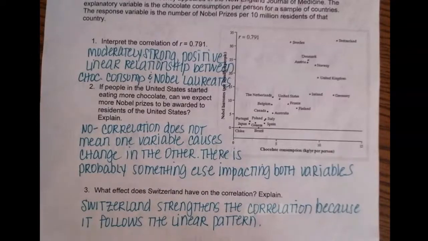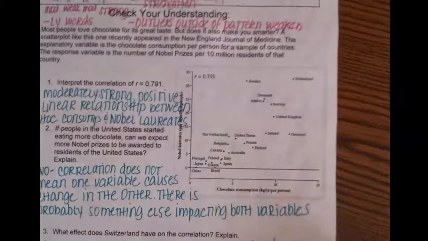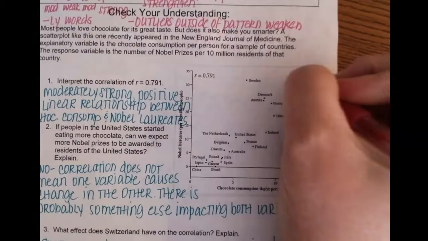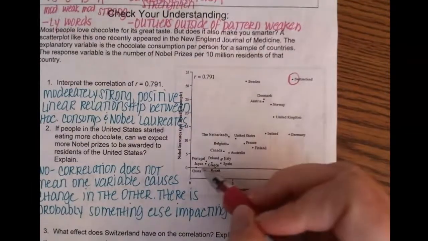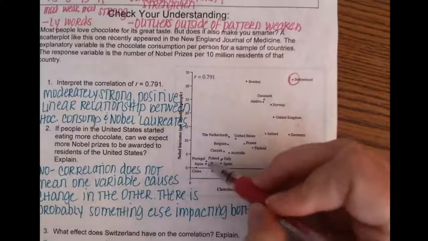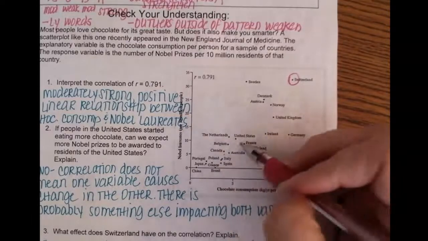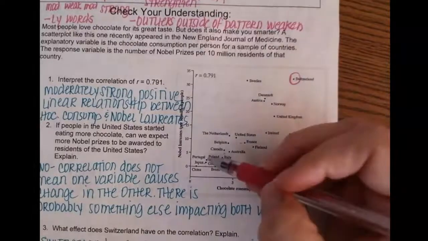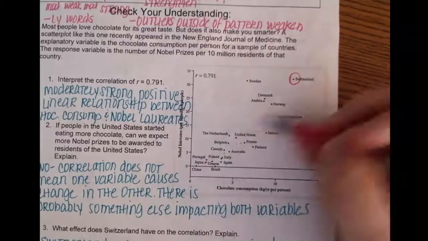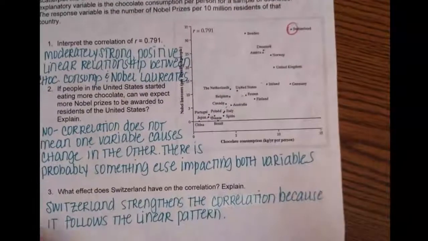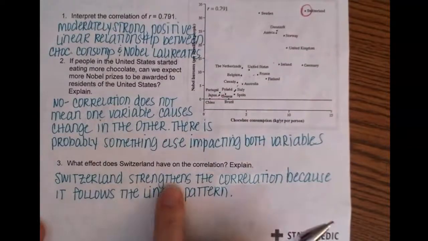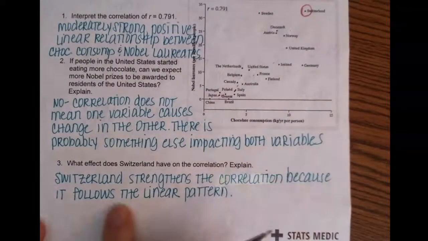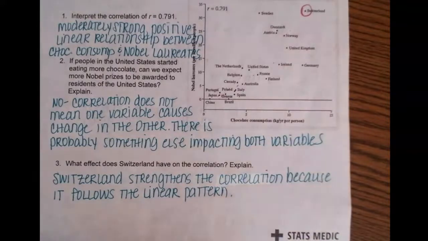Okay? So what effect does Switzerland have on the correlation? So here is Switzerland, right there. And if we kind of look at all the points, and you wanted to draw a line in there, it's hard because they get a little spread out. But Switzerland kind of follows the pattern. So Switzerland strengthens the correlation because it follows the linear pattern.